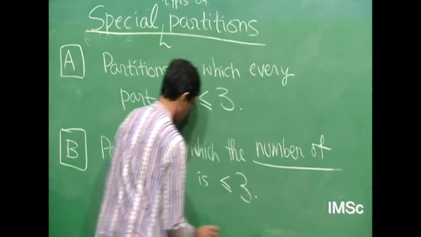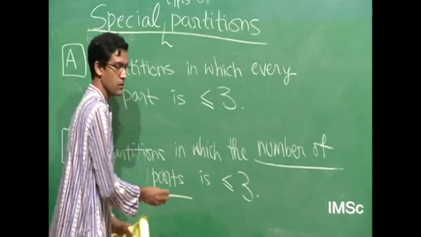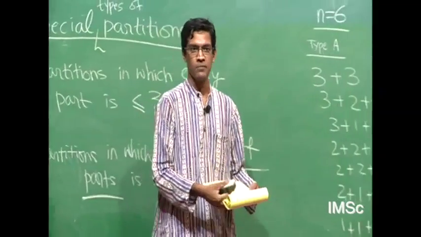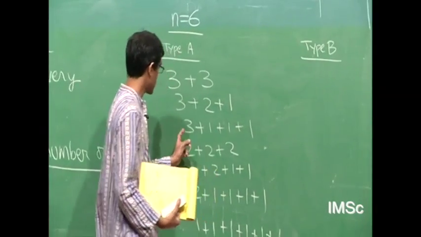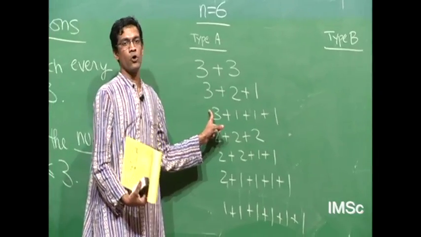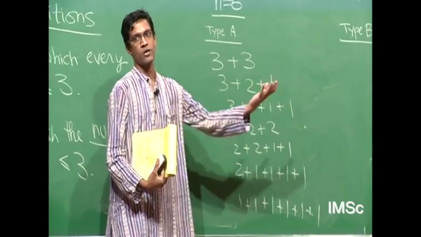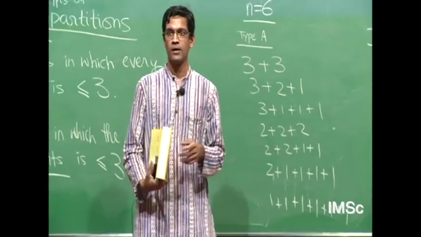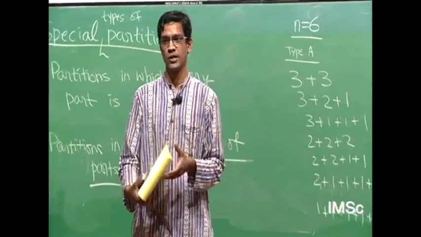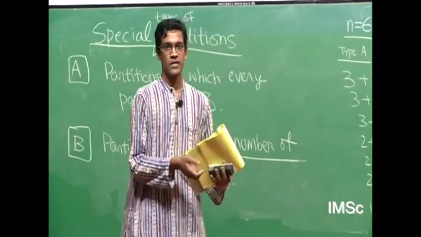So this is a somewhat different notion here. Right? By number of parts, you understand what I mean? For example, how many parts does this partition have? 4, right? It's 3, and then there are 3 ones. So it is 4 parts totally. The number of parts should be at most 3. Okay? That's my new condition.